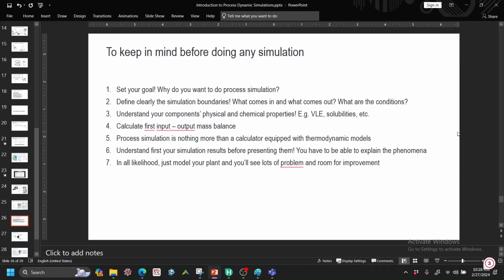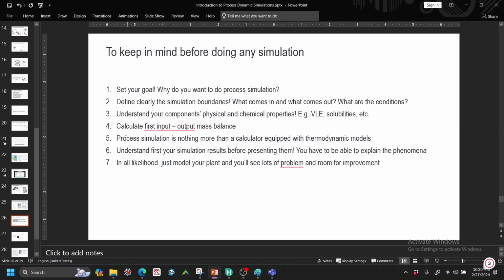You have component A, component B, component C, component D, and so on. And then you have the molecular mass, chemical formula, density, vapor pressure, thermal conductivity, flash point, boiling point, melting point, whatever, right? So then you can have a feeling whether this component will go up or go down, whether it is soluble in water or not. So you will have that feeling.